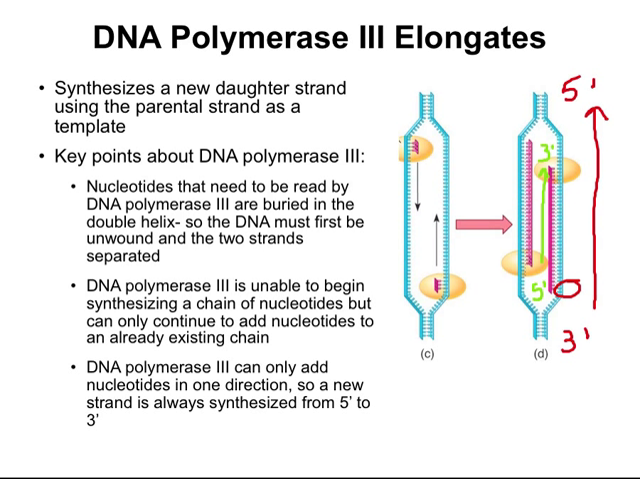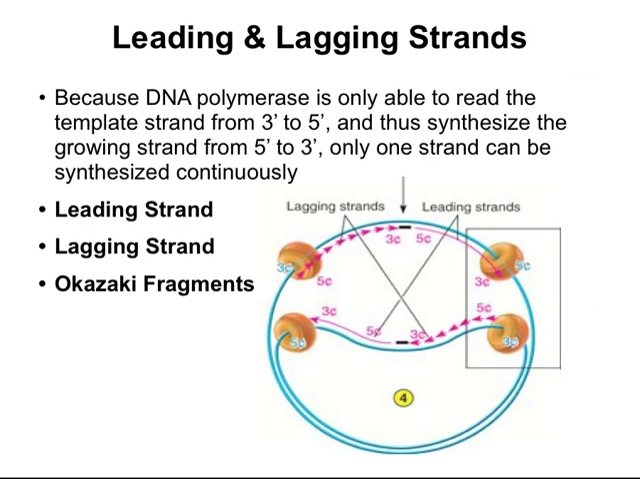So again, to review that, DNA polymerase can only read from 3' to 5', and thus the complementary strand it lays down is synthesized from 5' to 3'. This results in a neat situation. Because it's only able to read the template from 3' to 5', and thus synthesizes from 5' to 3', only one strand can be synthesized continuously.